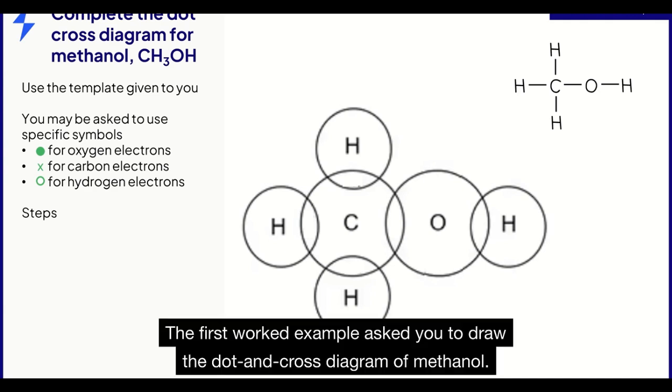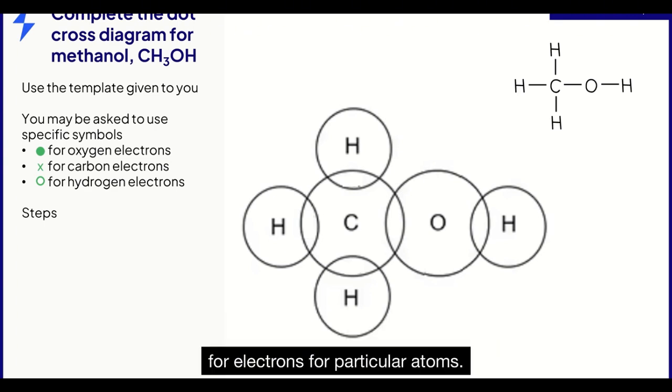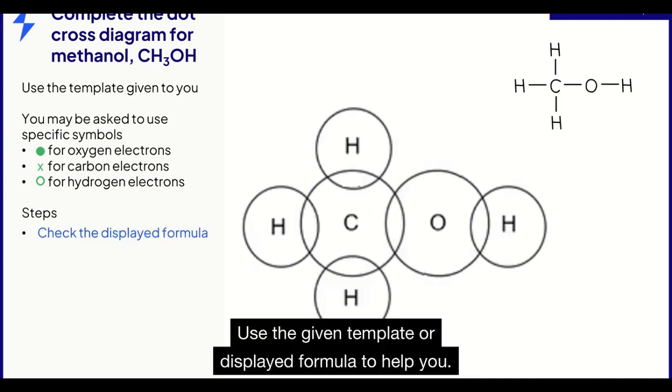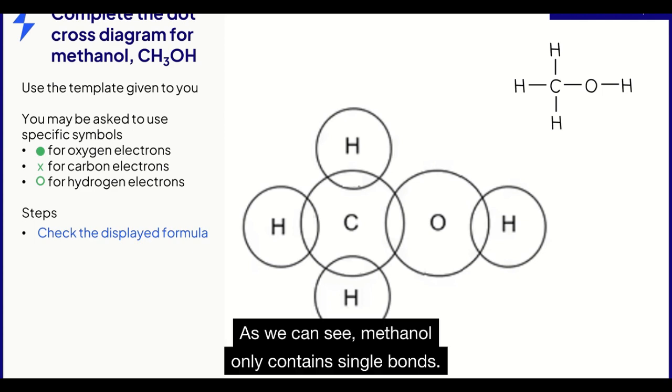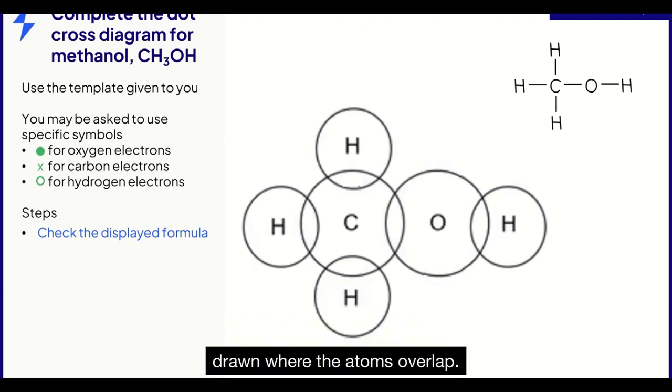The first worked example asked you to draw the dot and cross diagram of methanol. Pay close attention to the question, as you may be asked to use specific symbols for electrons for particular atoms. Use the given template or displayed formula to help you. As we can see, methanol only contains single bonds. Therefore, only 1 pair of shared electrons needs to be drawn where the atoms overlap.